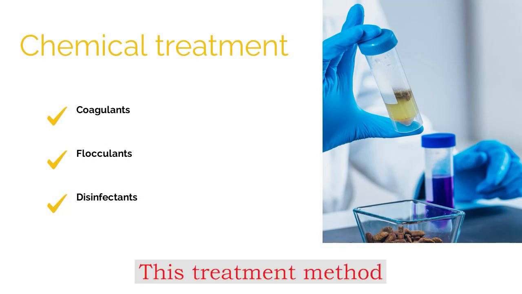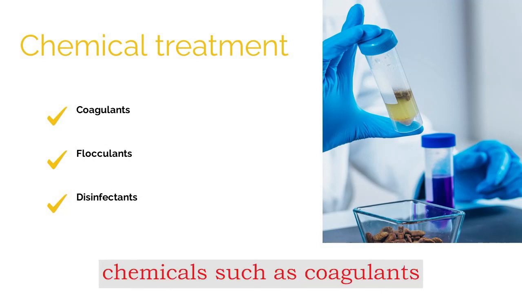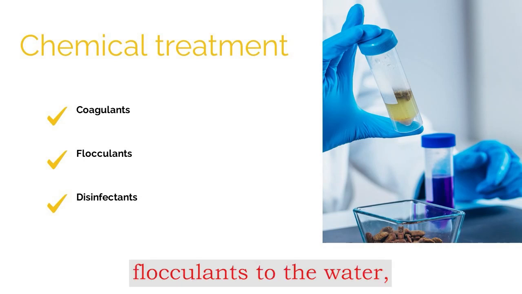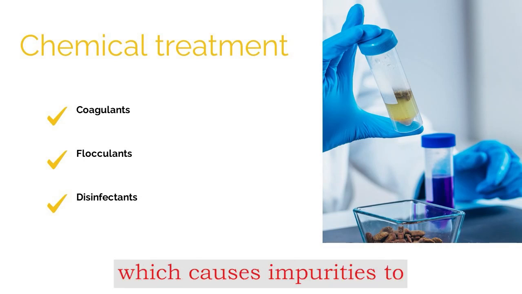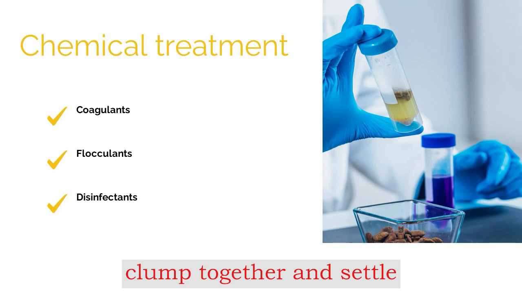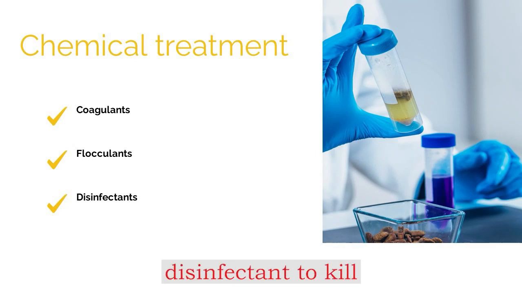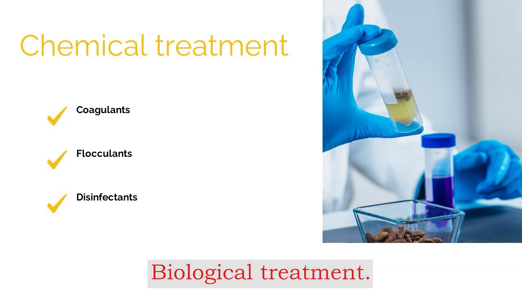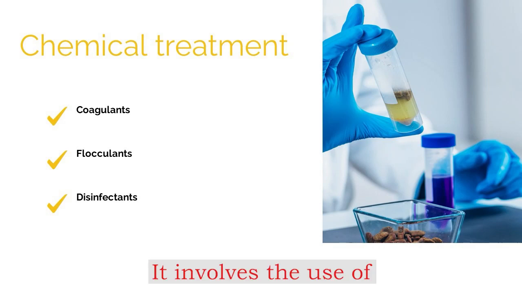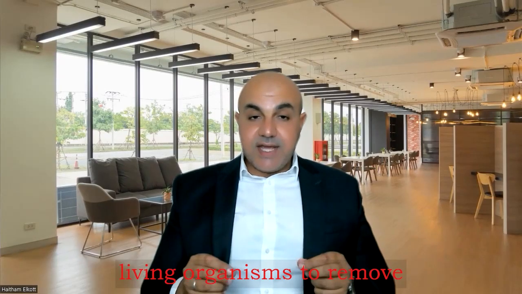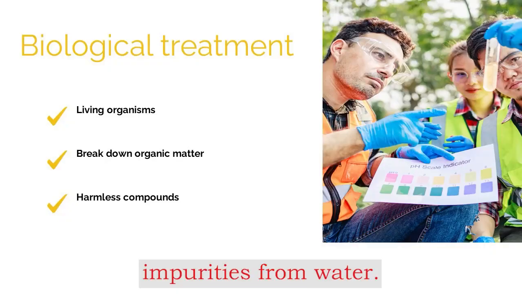This treatment method typically involves adding chemicals such as coagulants and flocculants to the water, which causes impurities to clump together and settle out. Chemical treatment can also involve the use of disinfectant to kill bacteria and other microorganisms in the water. Biological treatment involves the use of living organisms to remove impurities from water.